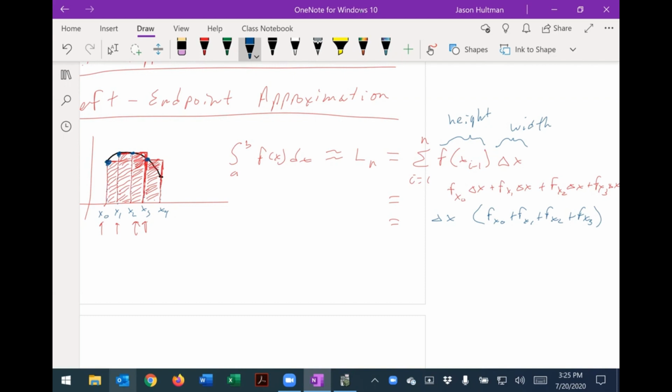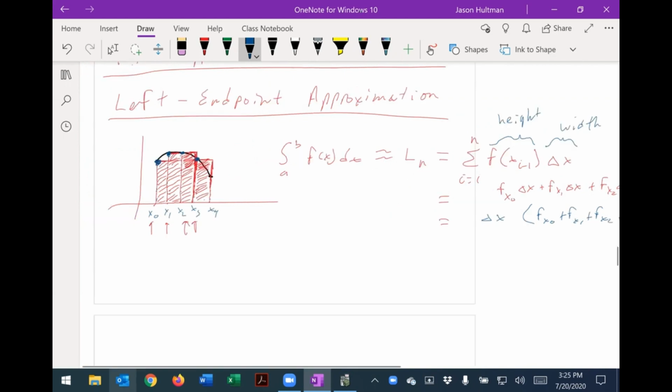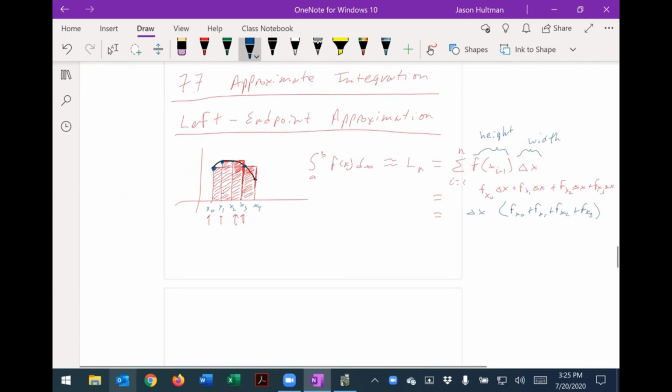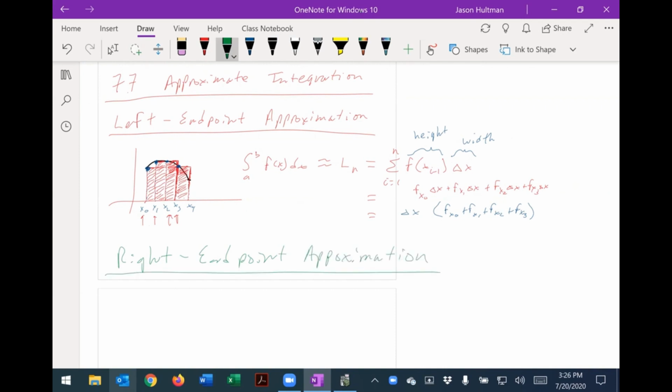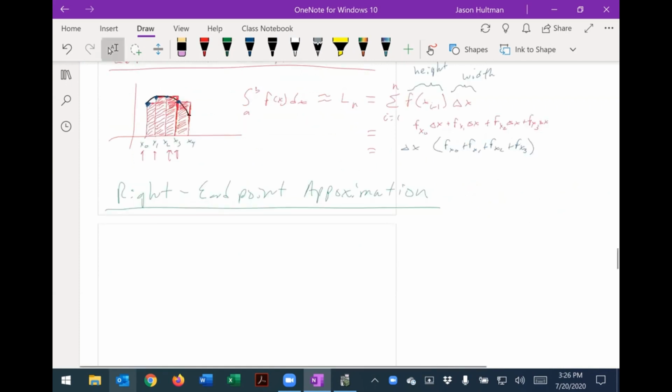Okay, a right endpoint approximation looks like so. Let's go with green on this one. Right endpoint approximation. Okay, it looks like so.